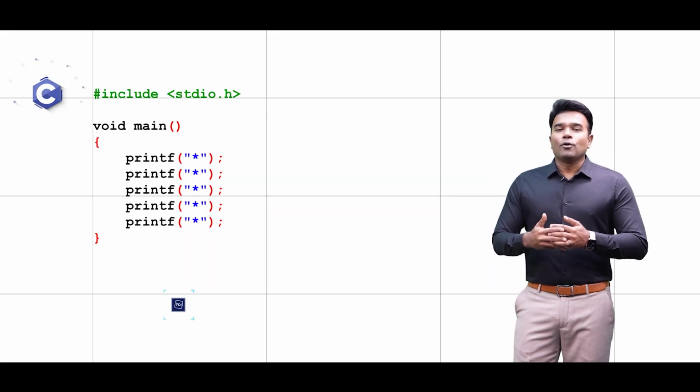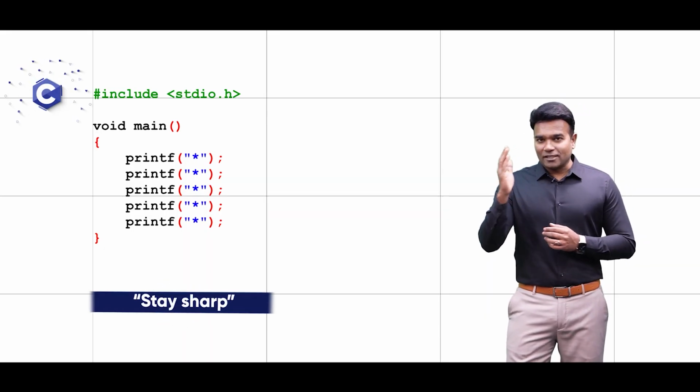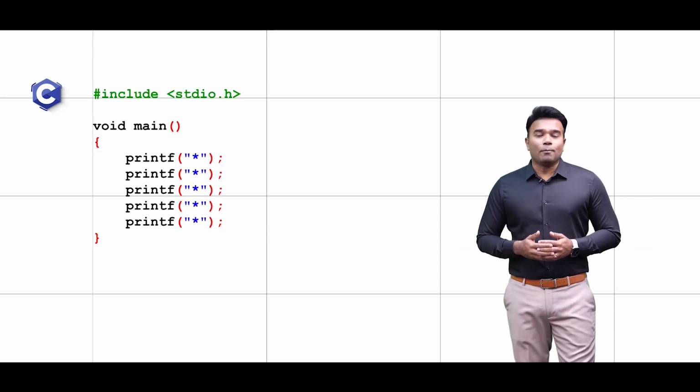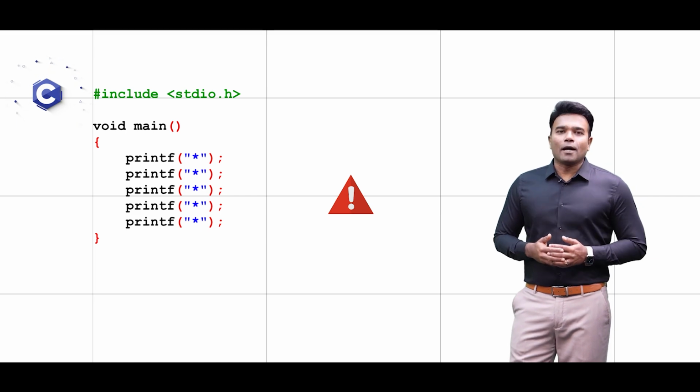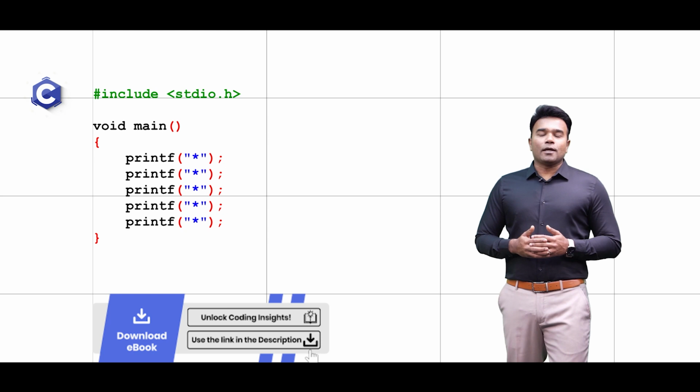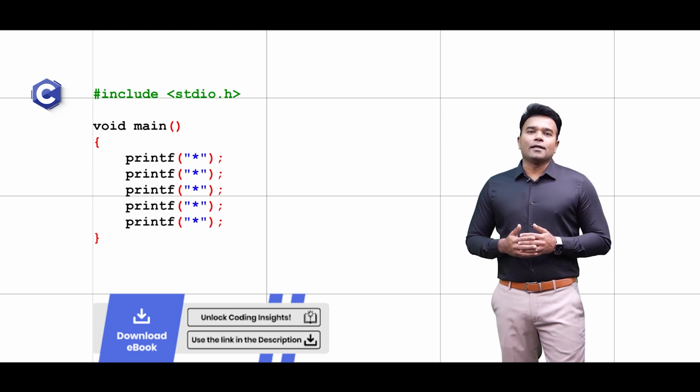Even before I introduce to you the more efficient way of writing the code, what is more important for me to tell you is, why is this approach inefficient? Well, the approach is inefficient because I had asked you to print 5 stars, which is why you have 5 print commands in this program.